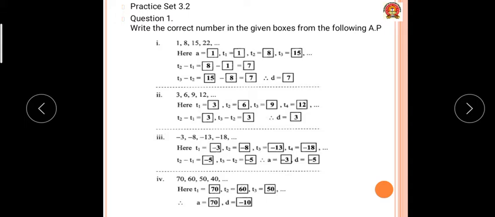Simple questions are there. From the given AP, you have to write A, T1, T2, T3, and you have to find out the common difference. By subtracting the previous term from the next term, you will get the common difference. Okay, so in this way, you have to write these 4 examples in your notebook.